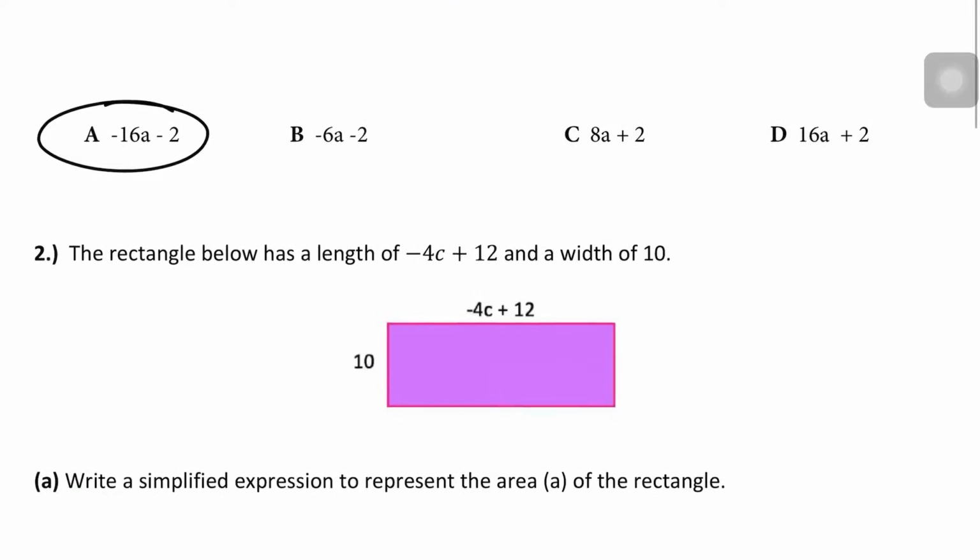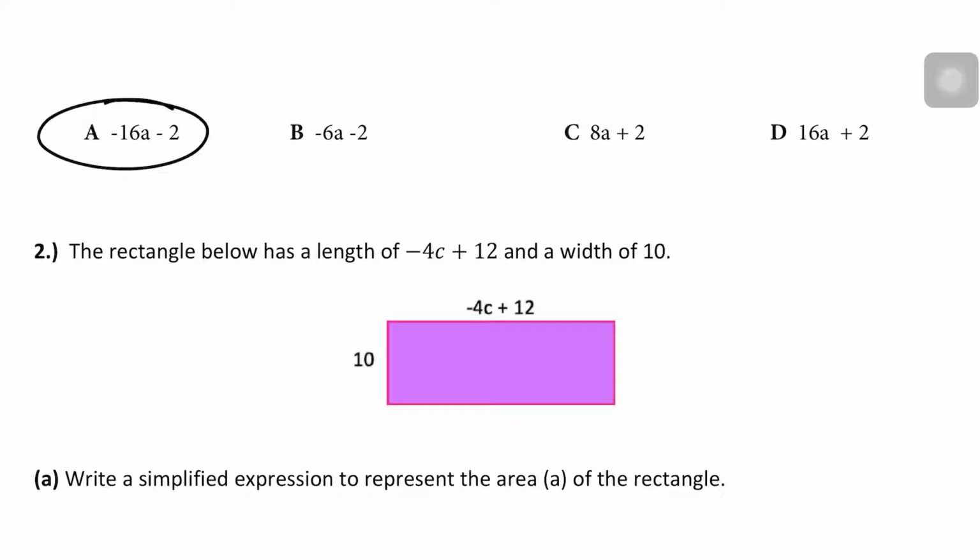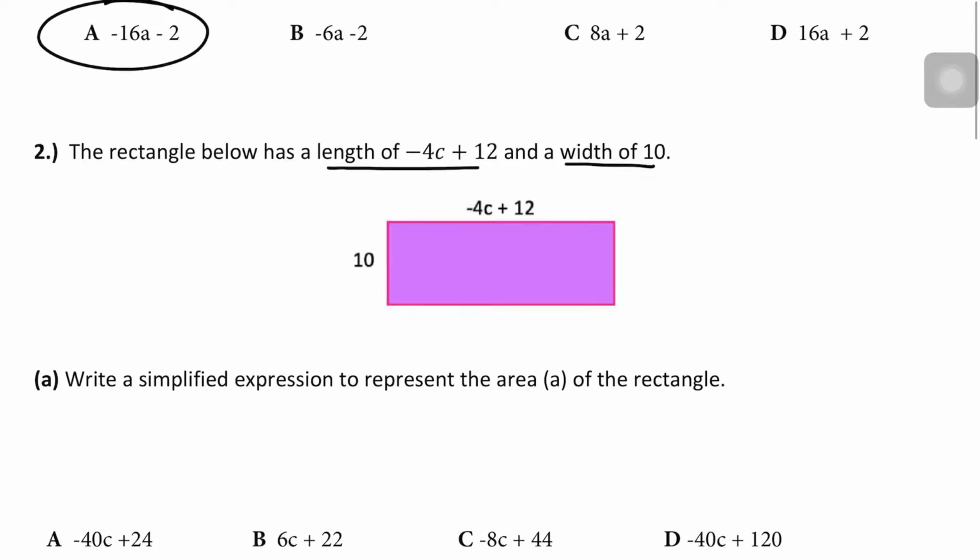Number 2 says the rectangle below has the length of negative 4c plus 12 and a width of 10. Letter A says write a simplified expression to represent the area. We're looking for the area of the rectangle. So area equals length times width.